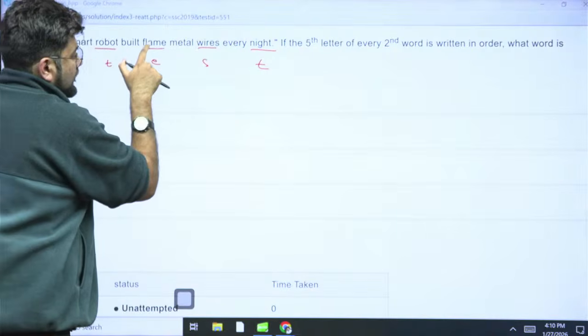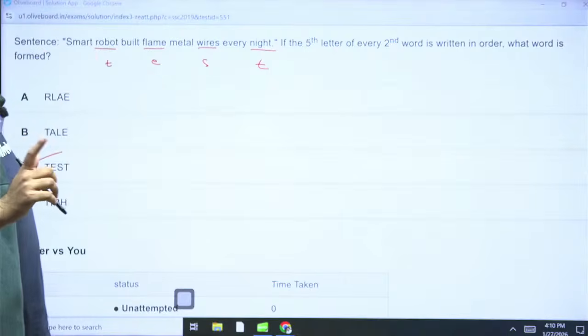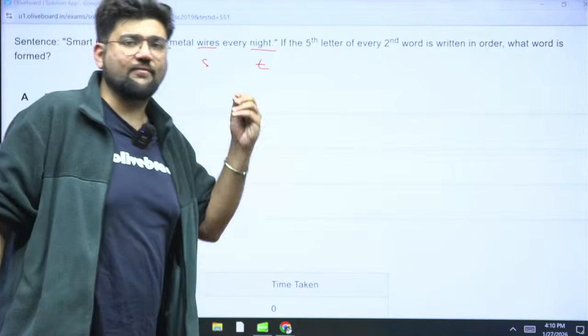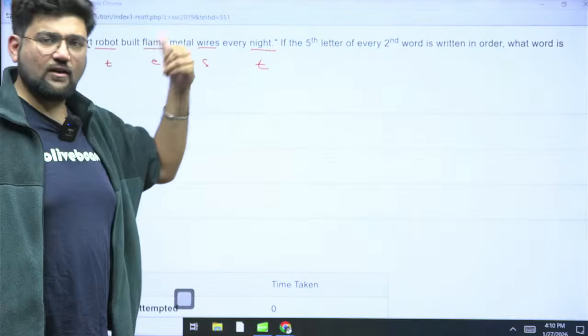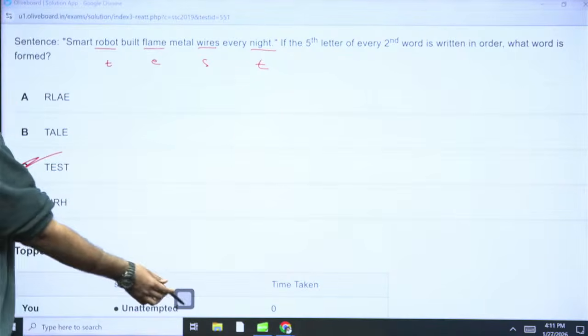A lot of you will count it each time: 1, 2, 3, 4, 5. So why are you doing that? Because you've missed out the observation that all of them are 5-letter words. So fifth letter means they're looking for the last letter. Simply look at the last letter. That is going to save you at least 2 to 3 seconds here, or maybe more.